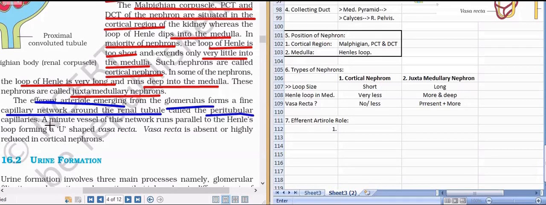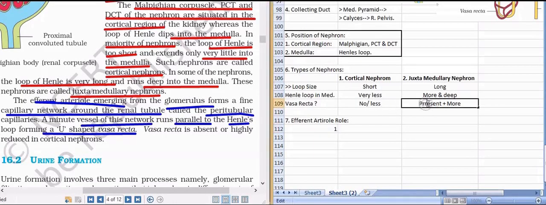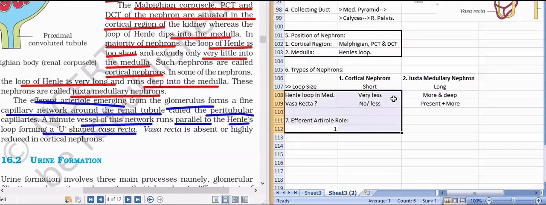And the next one is what? A minute vessel of this network runs parallel to Henle's loop, forming a U-shaped vasa recta. This U-shape is called vasa recta. Vasa recta is absent or highly reduced in the cortical nephron. That's why we wrote here that vasa recta will be absent or less. But it is present in the juxtamedullary nephron. Here it is not there, which means it is there here.